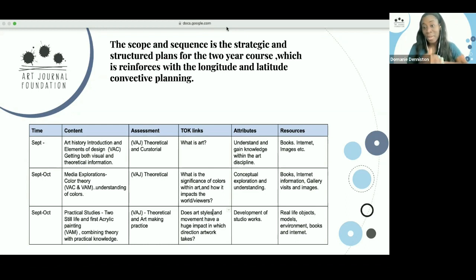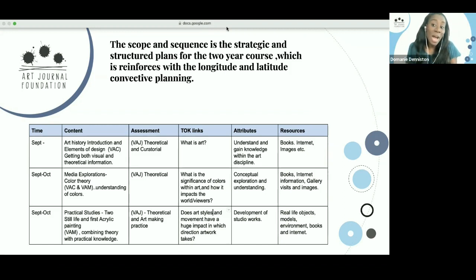Because that does take time. So that could be a unit by itself. Then we will start with the gallery visit so they can do their review on the gallery visit. That's another unit itself. Then you come back to the classroom and now you're putting together your comparative study.